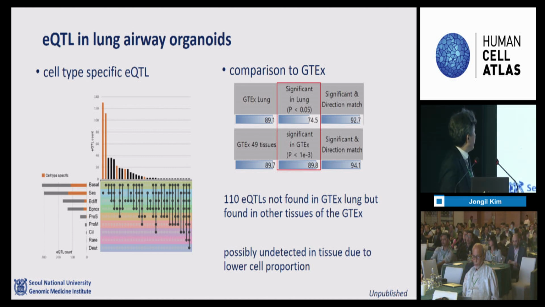So this is the result of the eQTL analysis. Most of the eQTLs were found in basal and secretory cell types because they are the major cells in our organoid population. When you compare our eQTL data with GTEx lung or GTEx multi-tissue, 70 or 90% of the eQTLs were significant in GTEx data. Interestingly, 100 eQTLs were not found in GTEx lung, but were found in other tissues in GTEx, probably because these cell types were minor in lung but major in different tissues. And among these, most of them matched in the direction of the expression regulation.